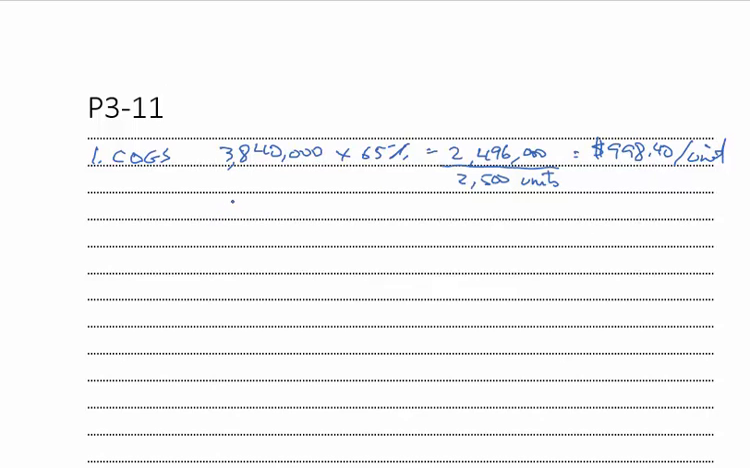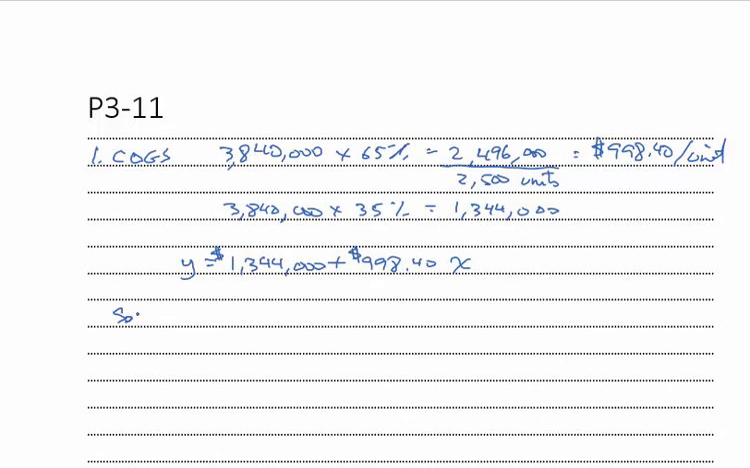So then the fixed cost is 3,840,000 times 35%, and that's going to be 1,344,000. And so the answer then is y equals 1,344,000 plus 998.40x, where x is the number of units and y is the cost of goods sold. Okay.